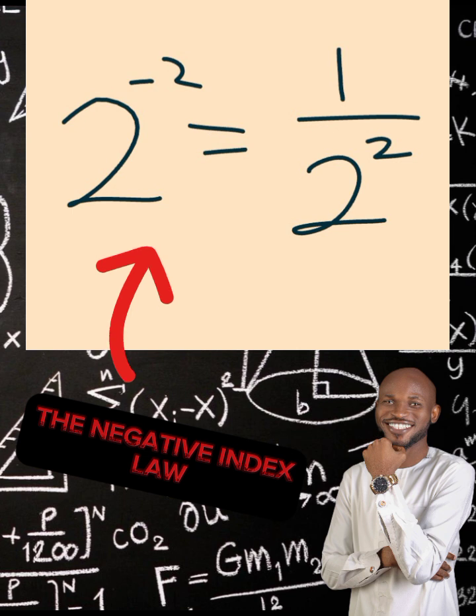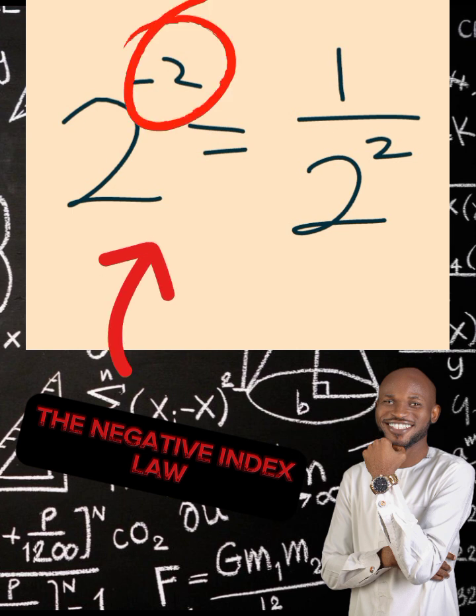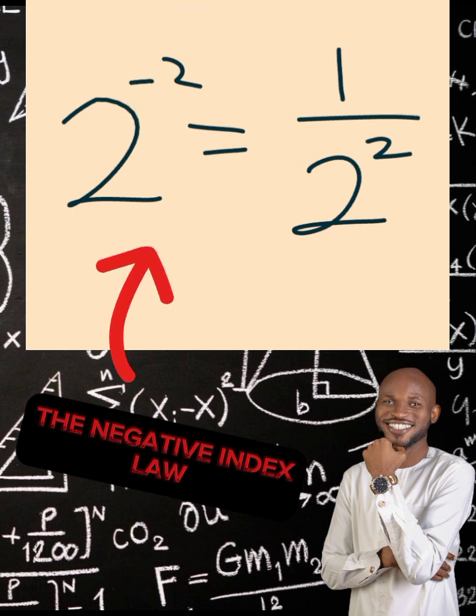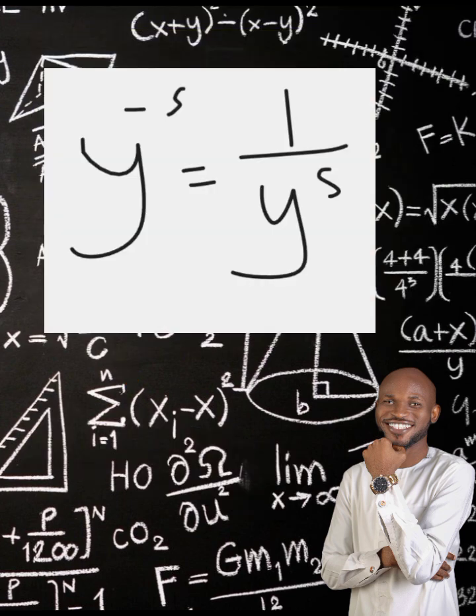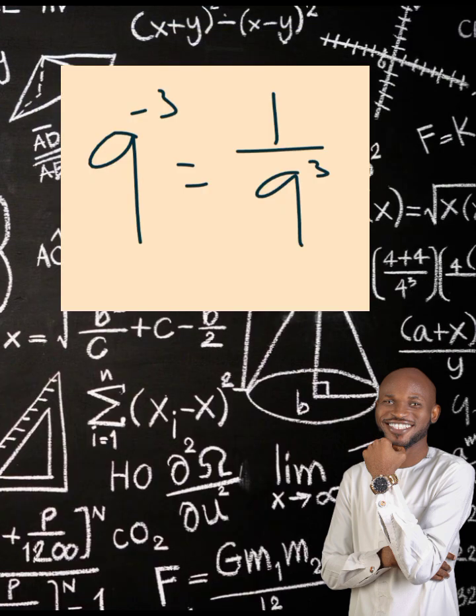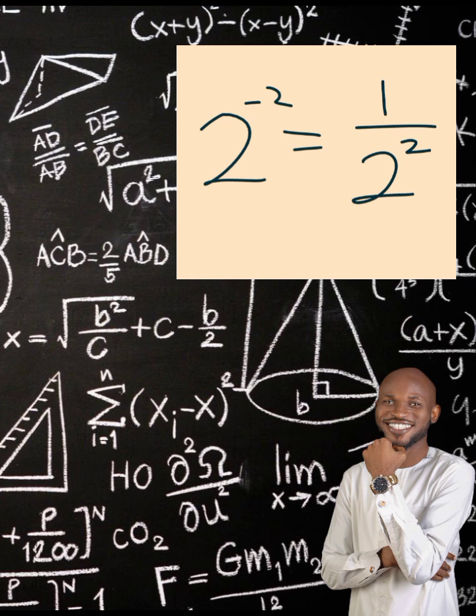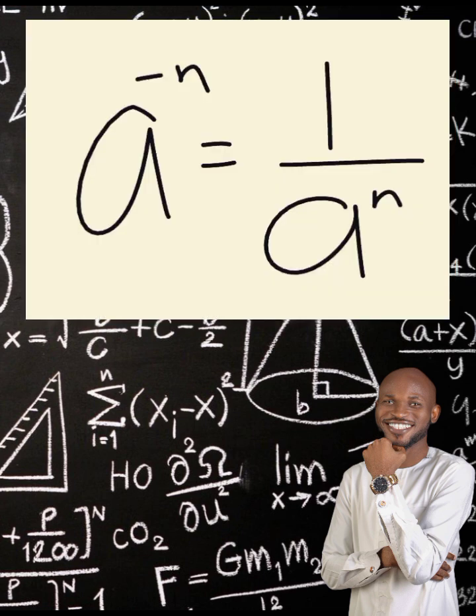So the negative index minus 2 is now positive, with 1 as our numerator over the base raised to the power, and that rule and law is applicable to any letter or number. So if 2 raised to the power of minus 2 is equal to 1 all over 2 raised to the power of 2, then a raised to the power of minus n will now be equivalent to what? 1 all over a raised to the power of n.